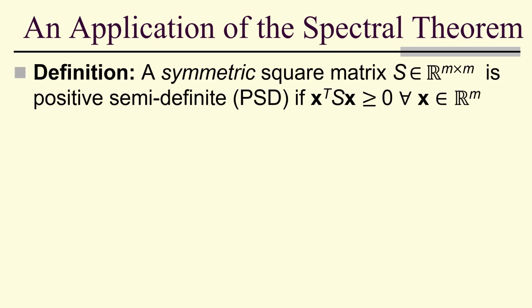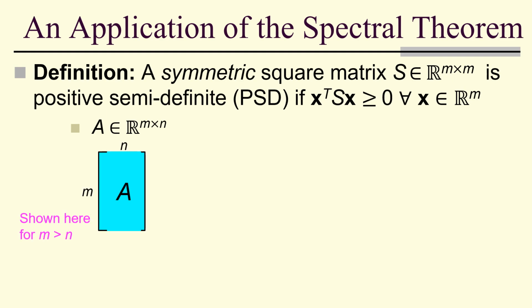Now we can look at an application of the spectral theorem. A symmetric square matrix S is said to be positive semi-definite if x transpose Sx is greater or equal to 0 for all x in R^m. So suppose we have a matrix A in R^(m by n), let's say non-square, potentially, and look at its transpose.